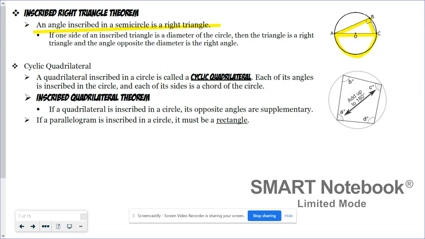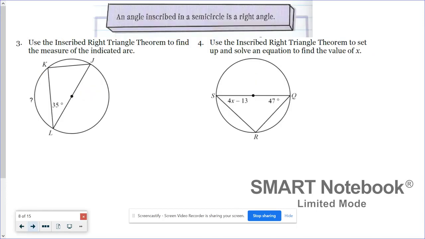Okay, so there's another polygon. It's called a cyclic quadrilateral. For the quadrilateral to be cyclic, all four vertices have to be touching the circle, so all four angles are inscribed angles. Now the inscribed quadrilateral theorem says if a quadrilateral is inscribed in a circle, its opposite angles are supplementary. That means they add to 180 degrees. So let's apply these two theorems.